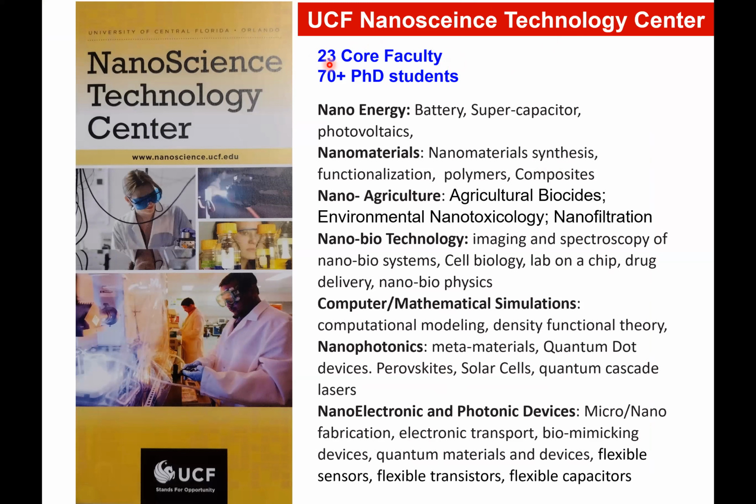Over 70 PhD students work in this center. Although we do not have a PhD program in our center, our students are admitted in physics, chemistry, electrical engineering, materials science and engineering and so on. Our faculty work on all branches of nanotechnology that includes nano energy, battery, photovoltaics, nanomaterials, agriculture, nanobiotechnology, mathematical computational work, nanophotonics, and nanoelectronic and photonic devices. You can learn more about this at www.nanoscience.ucf.edu.